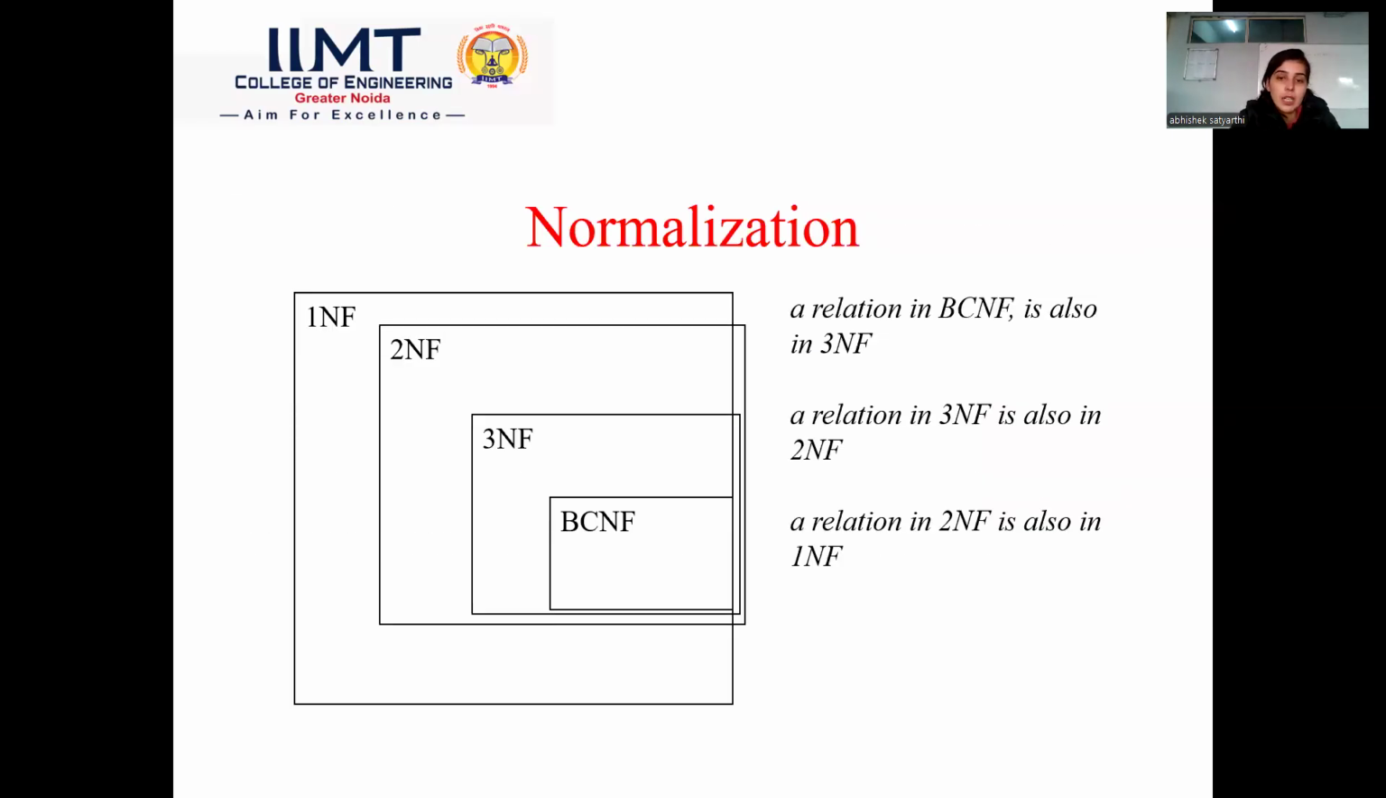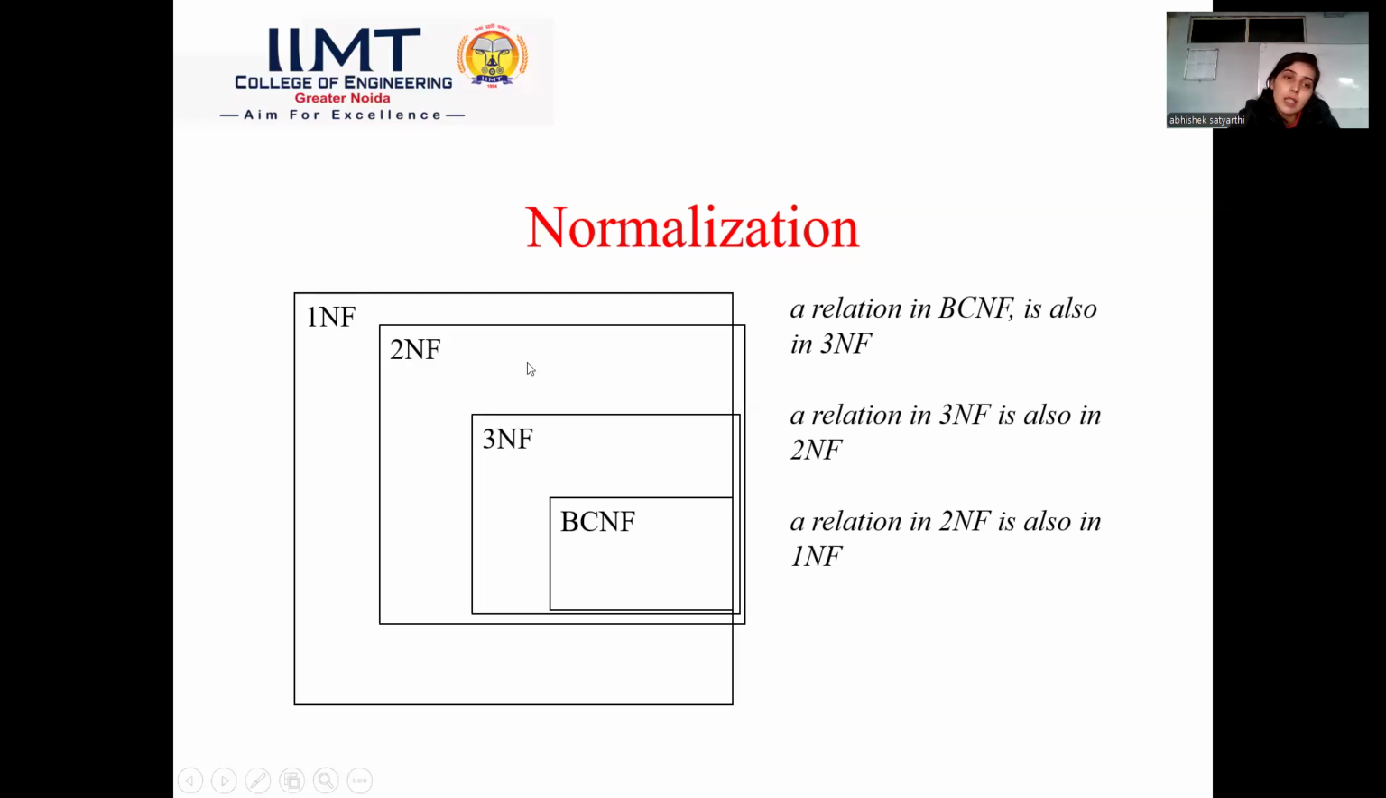So this is the graphical representation in which we can say that if a relation is in BCNF, it is also in 3NF. Like, if you are in Knowledge Park, you are obviously in Greater Noida. Similarly, if a relation is in 3NF, then it is also in 2NF. Suppose you are in Karol Bagh, so you are also in Delhi and also in India, since Karol Bagh is inside Delhi and Delhi is inside India. And if a relation is in 2NF, it will also be in 1NF.